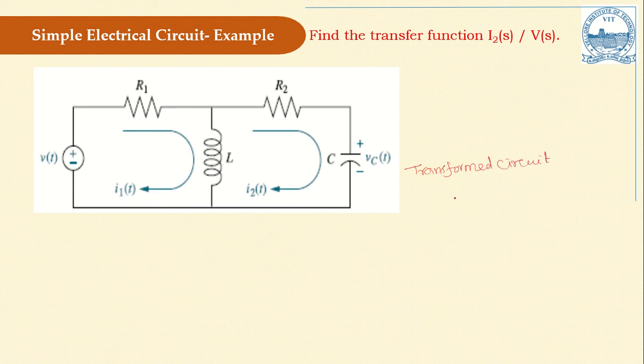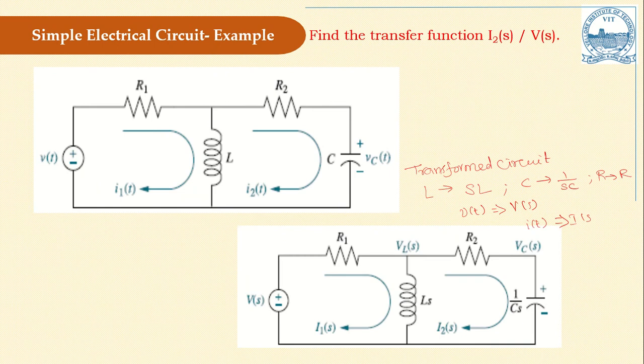A transformed network or circuit is obtained by replacing inductance with SL, the capacitor with 1 by SC, and R with R. V of t should be replaced with V of s, and I of t should be replaced with I of s. So like this I need to have it. So this is one such transformed circuit for which I need to write the loop equation.